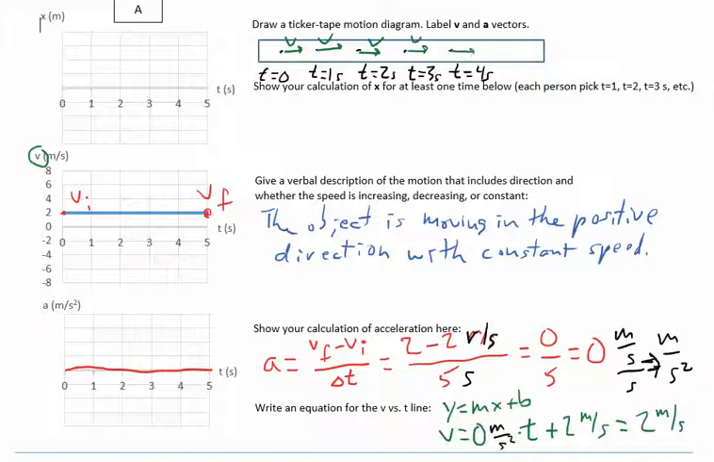So I'm drawing all these V's the same length because it's not getting any faster. And I'm going to now also include an acceleration vector. I'm going to draw one acceleration vector showing the direction that the V is changing. And actually, because there is no acceleration, I'm just going to write this, a equals 0.